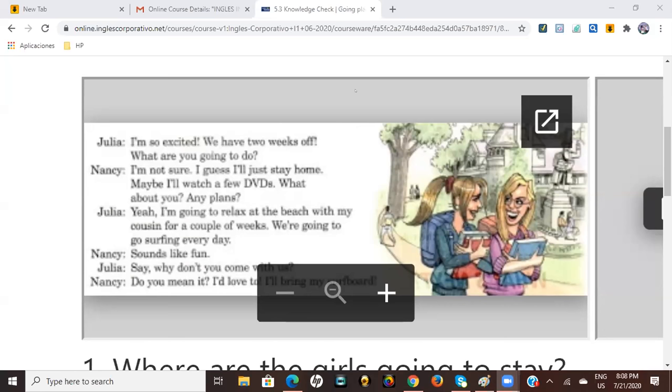I am so excited. We have 2 weeks off. What are you going to do? I'm not sure. I guess I'll just stay home. Maybe I'll watch a few DVDs. And what about you? Any plans? Yeah, I'm going to relax at the beach with my cousin for a couple of weeks. We are going to go surfing every day. Sounds like fun.